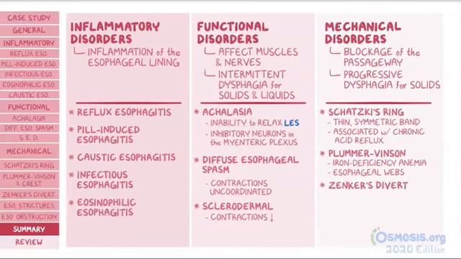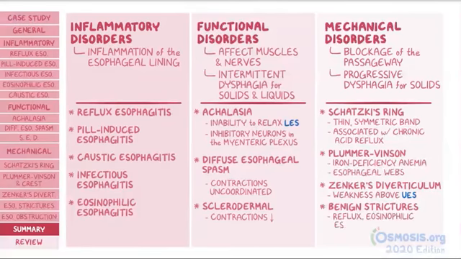With Zenker's diverticulum, the mucosa and submucosa of the esophagus slide through an area of muscle weakness right above the upper esophageal sphincter, and form a pouch-like structure outside the lumen of the esophagus. Finally, benign esophageal strictures are caused by reflux esophagitis, eosinophilic esophagitis, and ingestion of caustic agents, whereas malignant esophageal strictures are caused by the tumor growing inside the esophagus.